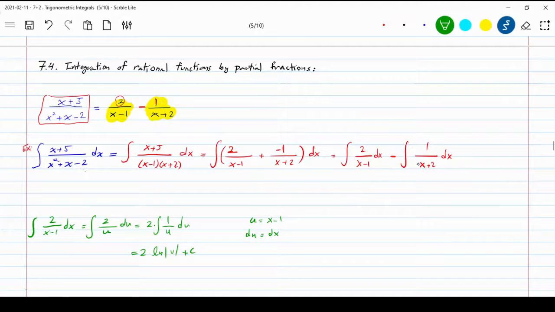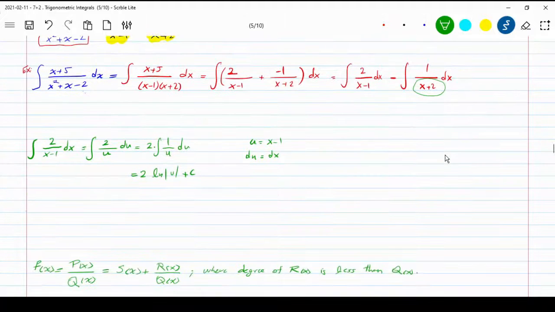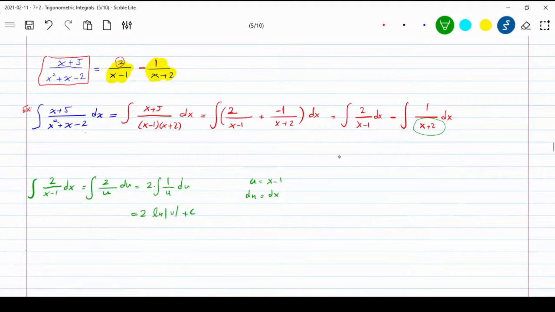Similarly, if you pick the substitution to be x plus 2, then you can find out that the integral would be 2 times, so here, this first integral, let me go back to color red.